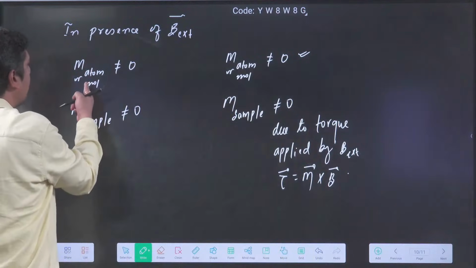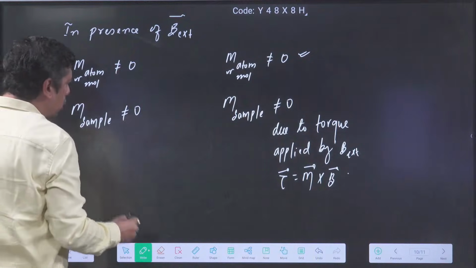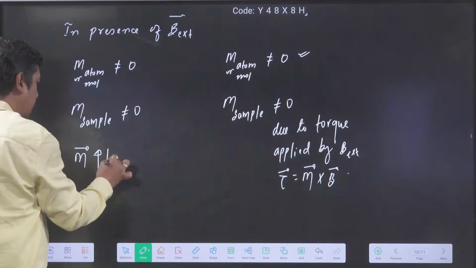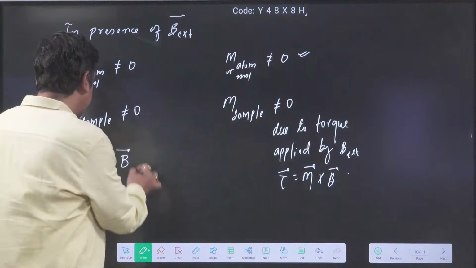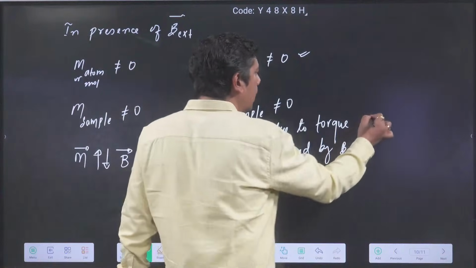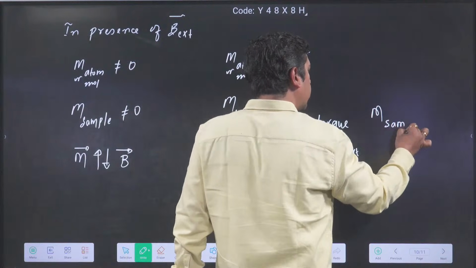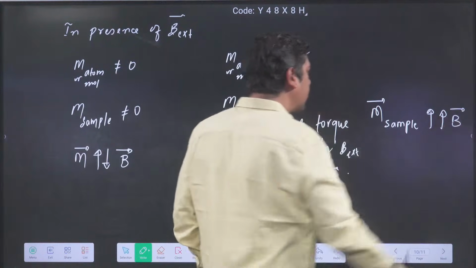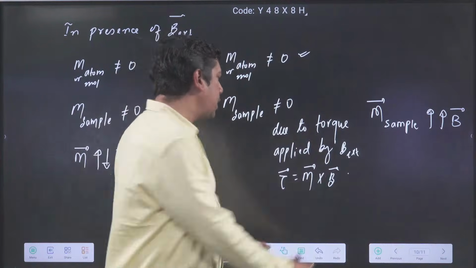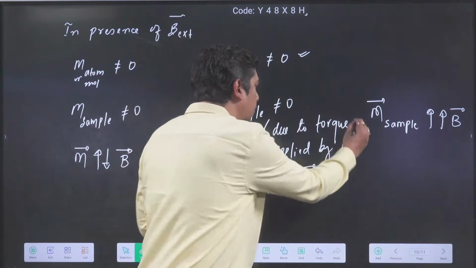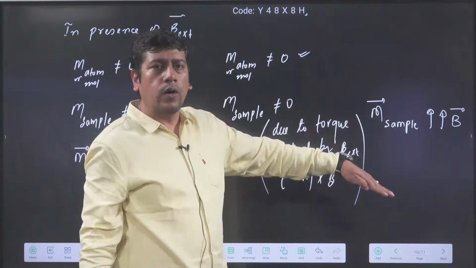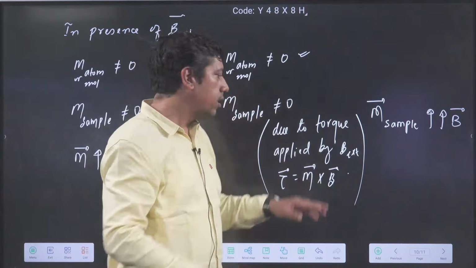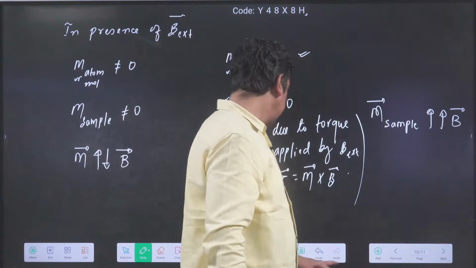So here m atom is non-zero, so m sample is non-zero. But one thing we got here is that m sample is anti-parallel to the B vector. And in the other case, m sample is going to be parallel to the B vector. Why parallel to the B vector? Because the B vector will rotate the m vector along its own direction, and here the m vector is coming opposite to the B vector, as discussed in the previous slide, according to Lenz's law.